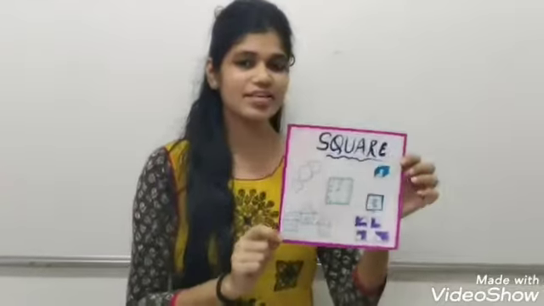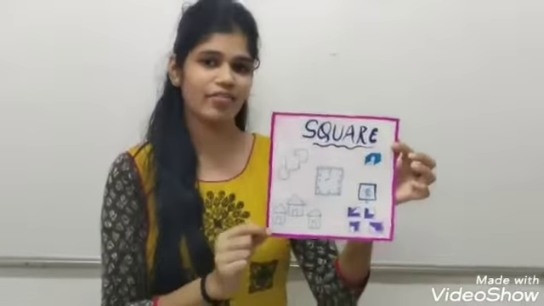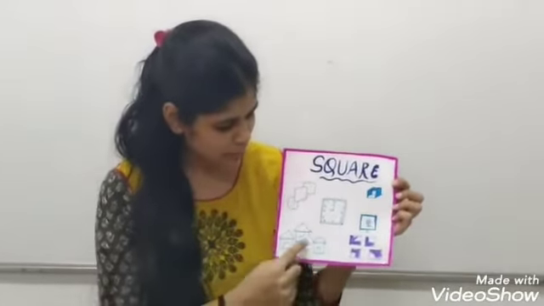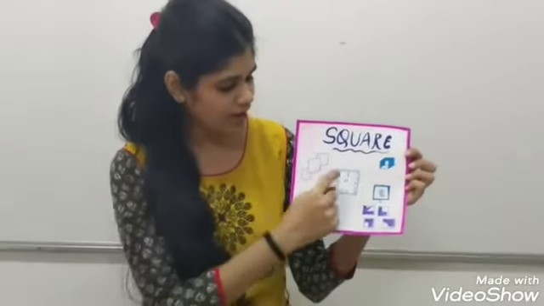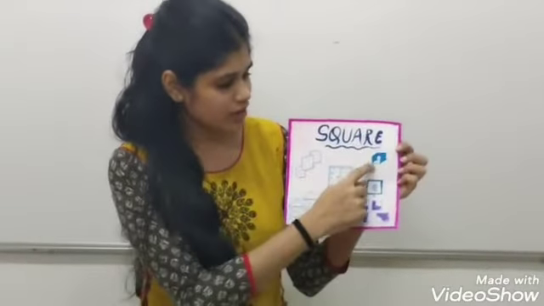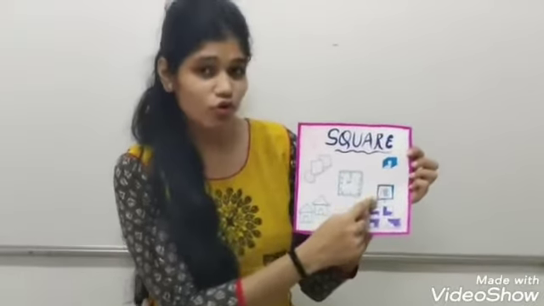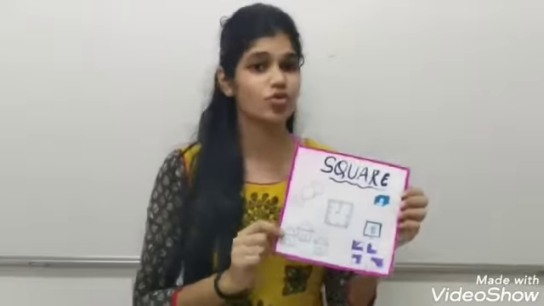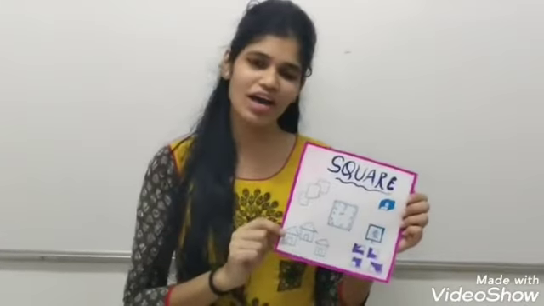Okay, this is a square. So it has four sides and four corners. Now can you see some things that are of square shape? This house has the shape of square. This watch has the shape of square. This dice has the shape of square. This photo frame has the shape of square. Okay, so you all also go and find some square shapes in your house.